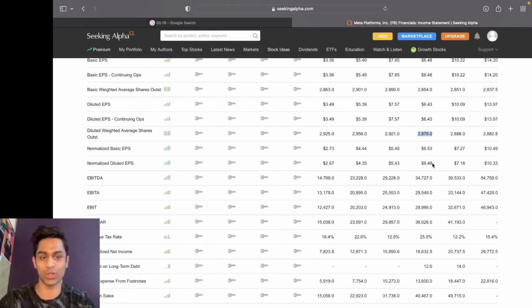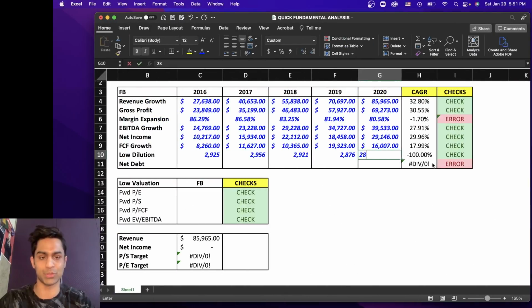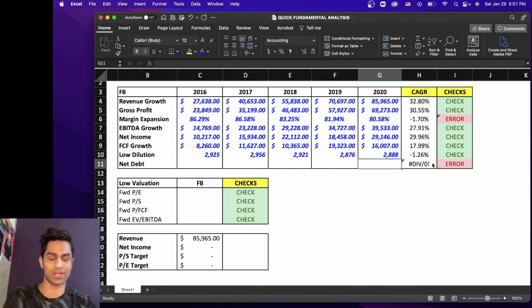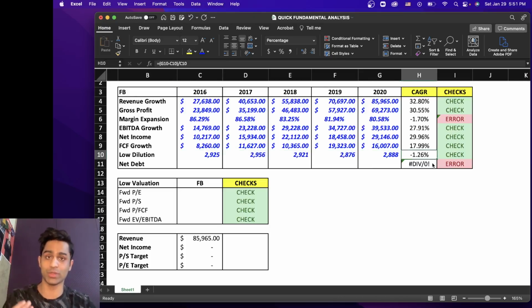And of course, you don't have to do it under 10 minutes. It's just a nice, quick way to analyze these companies so that we save time and we're also able to get the most important data that we want from a company. So you'll notice that low dilution, so shares outstanding have actually decreased for Facebook. They've actually gone from 2.9 billion to now just over 2.8 billion. And that's a decrease of over 1%. That's what we want. And Facebook receives another check mark for that as well.